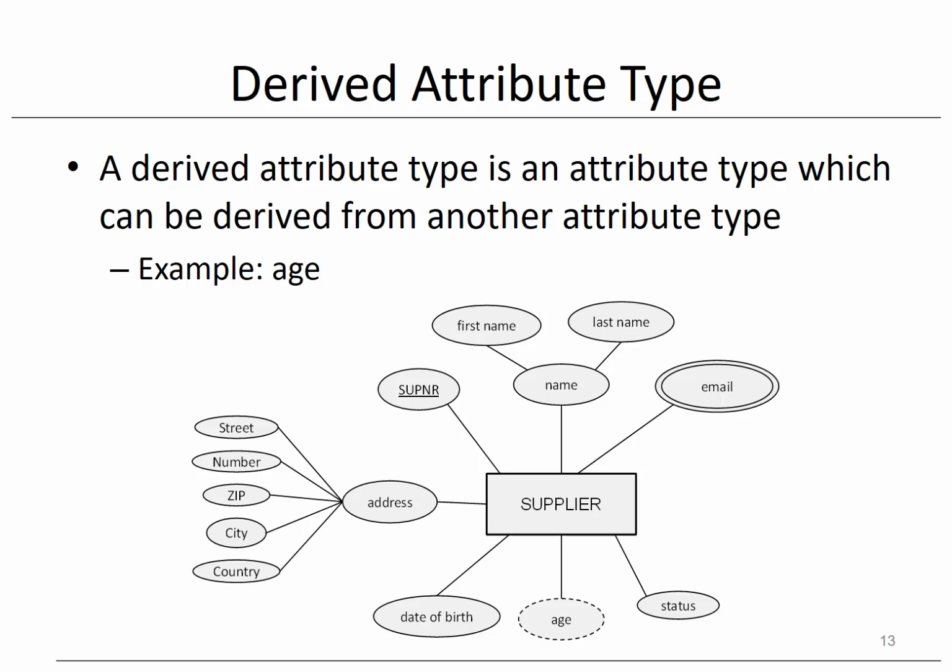A derived attribute type is an attribute type which can be derived from another attribute type. As an example, age is a derived attribute type since it can be derived from birth date. Derived attribute types are depicted using a dashed ellipsis as shown in the figure.